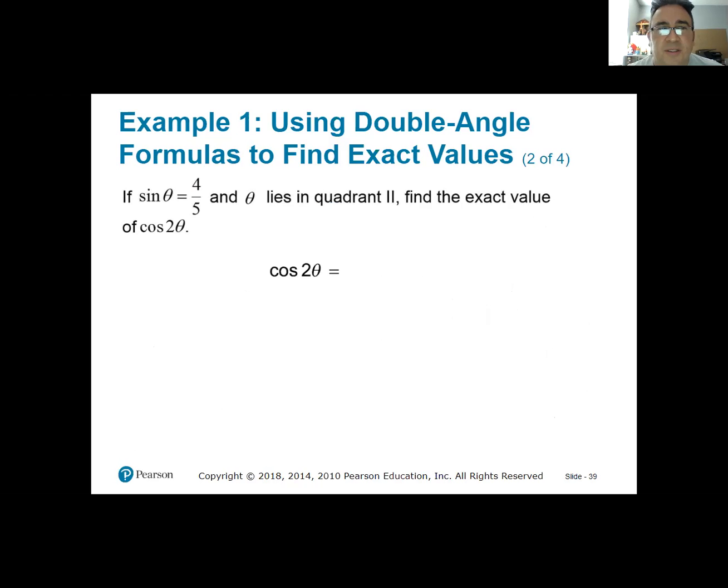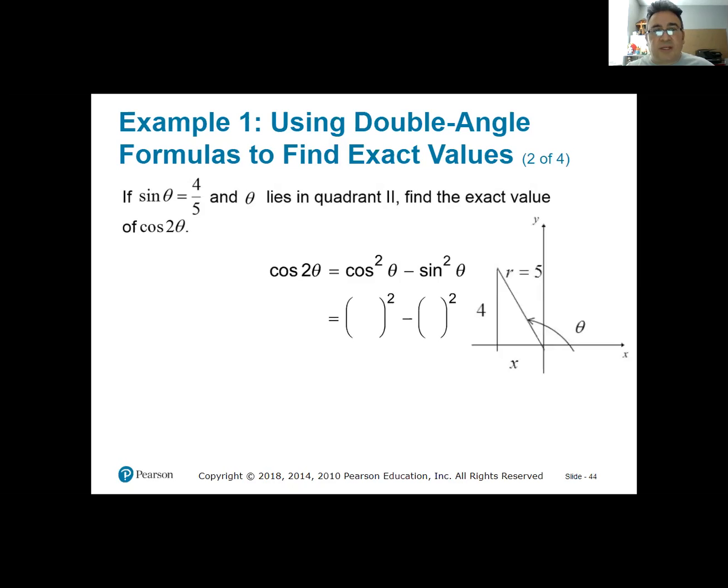Cosine squared theta minus sine squared theta. Good job, George and Sarah. Okay, it's going to be cosine squared theta minus sine squared theta. Good job, guys. Okay, and now we have the values, so we can just plug those in and solve, right? Just plug those in and solve. Notice how quick it comes, right? But since they only gave us sine, let's assume we didn't know cosine.